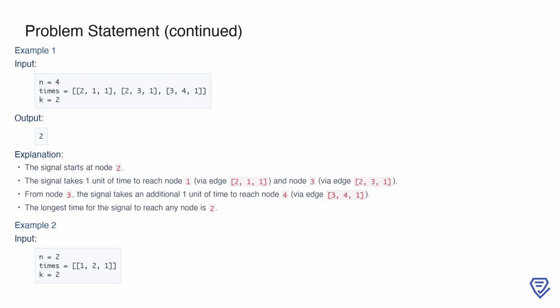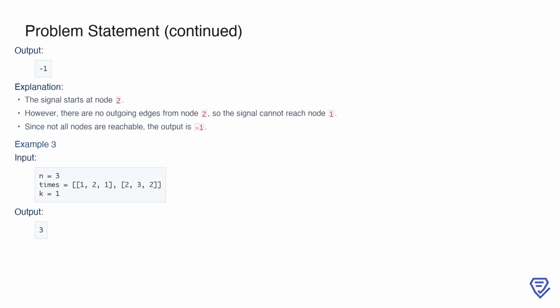Suppose n equals 4, the list of edges is [2,1,1], [2,3,1], [3,4,1], and the starting node is k equals 2. The signal begins at node 2. It takes 1 unit of time to reach node 1 via the edge [2,1,1], and another 1 unit of time to reach node 3 via the edge [2,3,1]. From node 3, the signal takes an additional 1 unit of time to reach node 4 via the edge [3,4,1]. The longest time it takes for the signal to reach any node is 2, so the output for this example is 2. Here's another example.